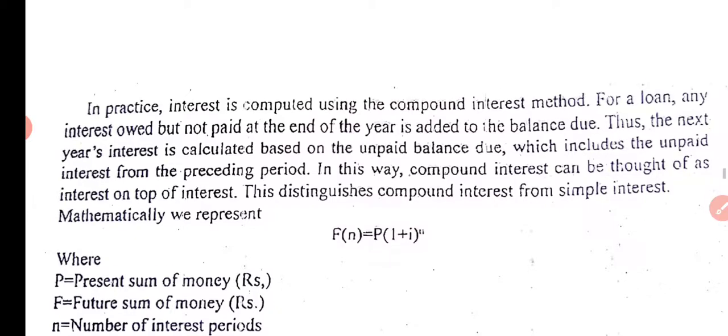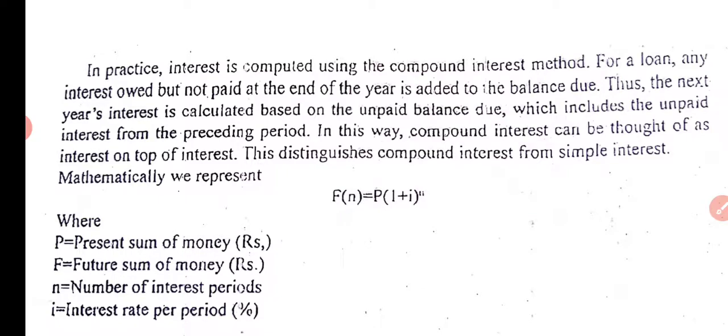And the mathematical formula is very simple here. F, as we said, the future amount after n interest periods, is equal to P times (1 plus i) raised to n, where P is the present sum of money, these are all in rupees I am talking, i is the interest rate per period, in percentage, and n is the number of interest periods. Again, like we have discussed, the interest period depends.